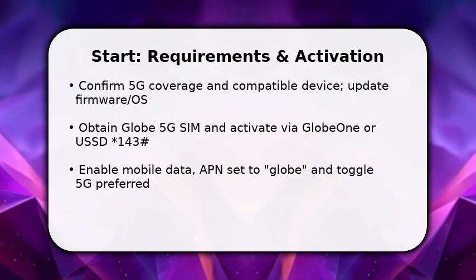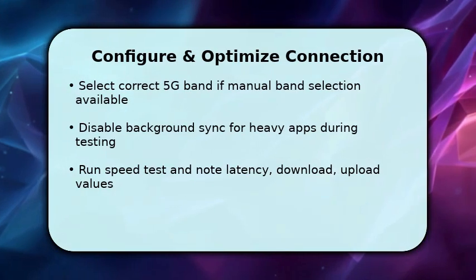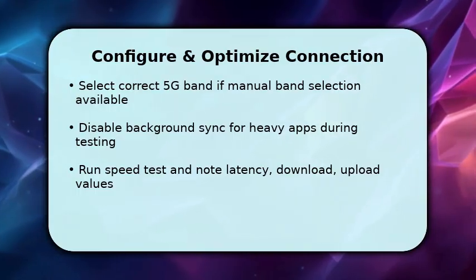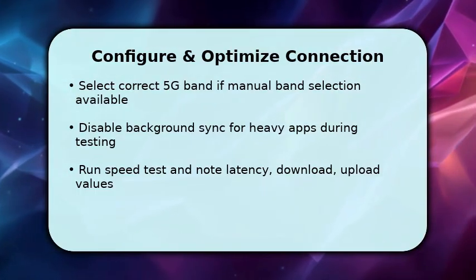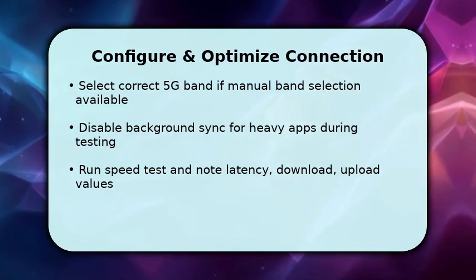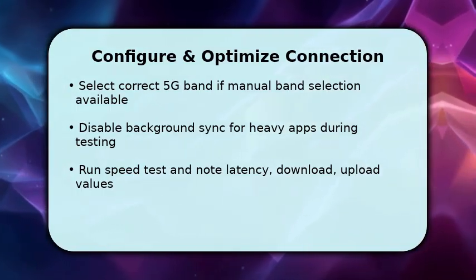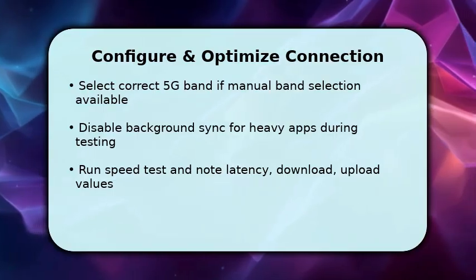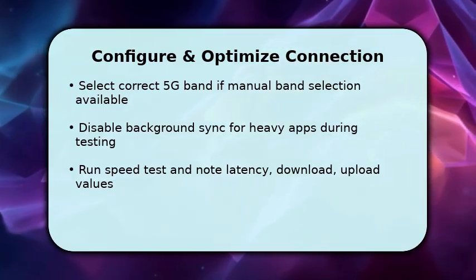Now focus on configuration and optimization. Open network settings, and if available, manually select the recommended 5G band for your area to improve stability. Then limit background sync and heavy app usage while testing so measurements reflect the network, not device load.